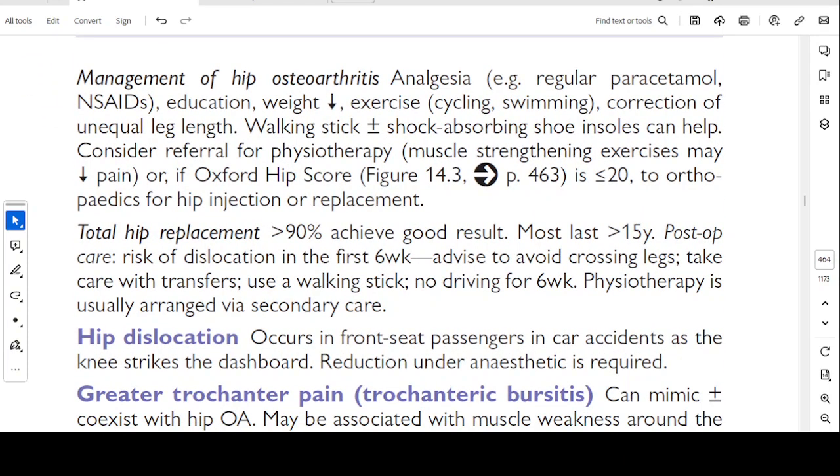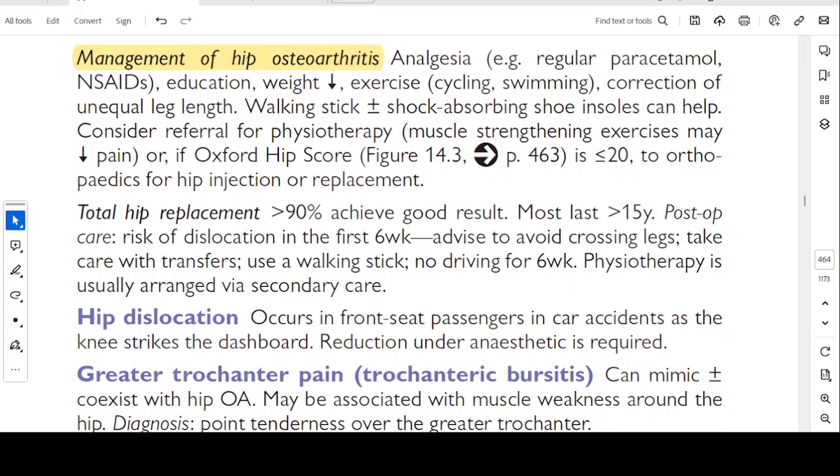So, management of hip osteoarthritis. Analgesia: regular paracetamol, NSAIDs. Education, weight loss, exercise, cycling or swimming. We are promoting cycling and swimming. Correction of unequal leg length. Walking stick plus shock absorbing shoe insoles can help. Consider referral for physiotherapy. Muscle strengthening exercises may reduce the pain, especially if the Oxford hip score is less than 20.